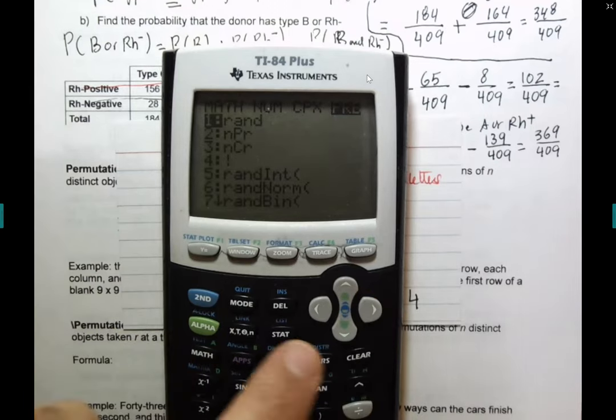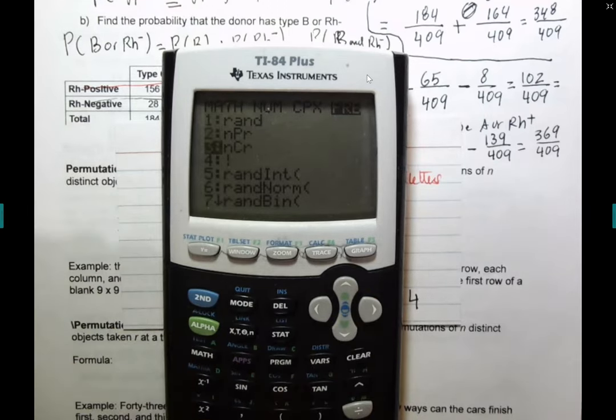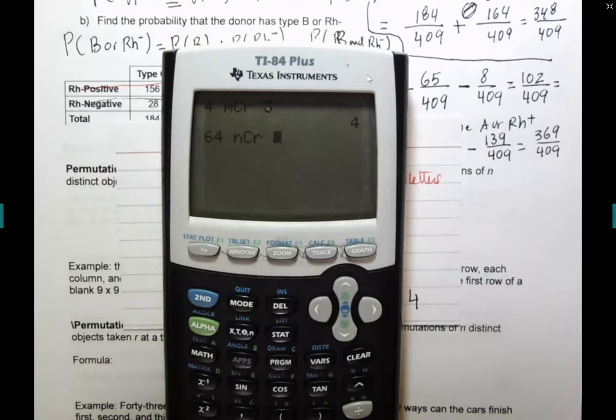And then you go NCR. And then you put 6. So in how many ways can you choose 6 numbers out of 64? What are all the possible combinations? And you press enter.